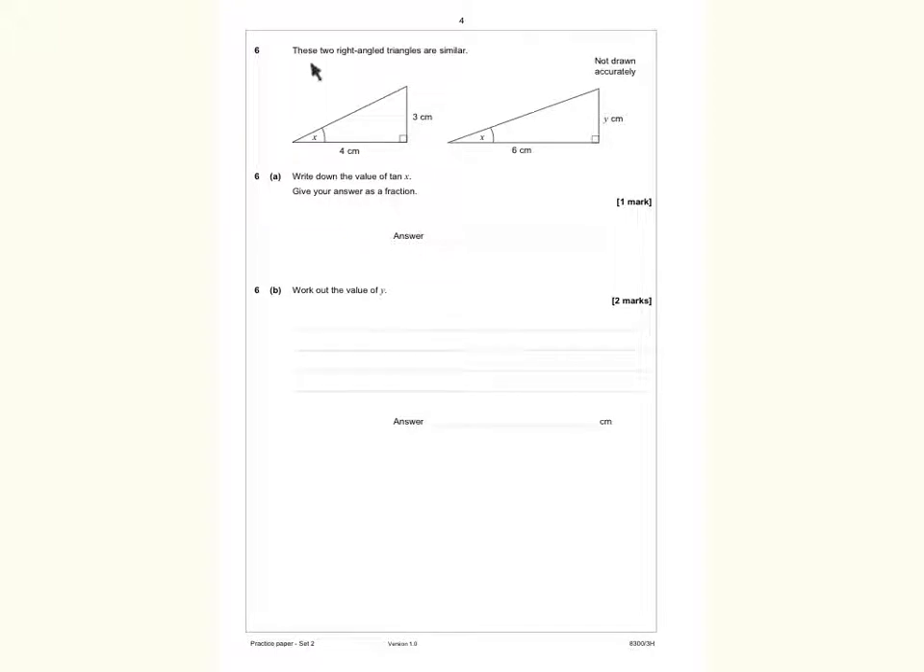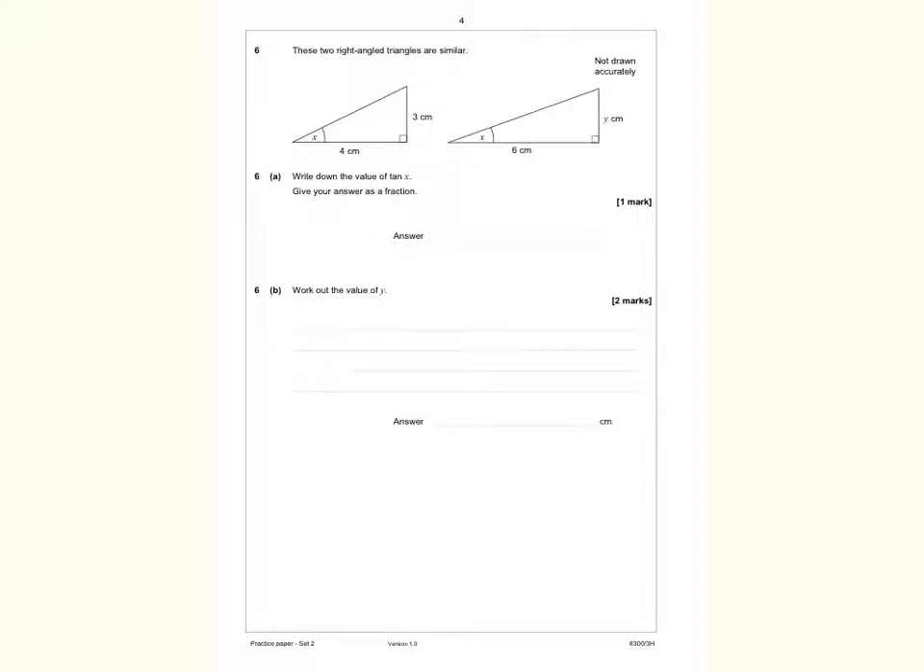Okay, so question number 6 now. It says these two right angle triangles are similar, and write down the value of tan x. Give your answer as a fraction. Now as these two right angles are similar, the value of tan x would be the same for both of them. Okay, so we're going to have for this angle, opposite and adjacent there, opposite and adjacent there. 3/4 is our tan x, and here we got y/6 is our tan x.